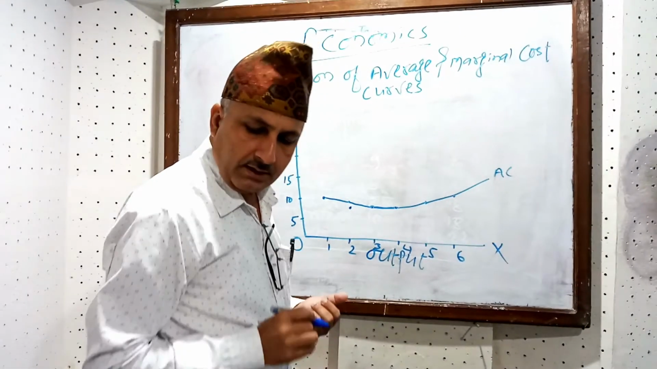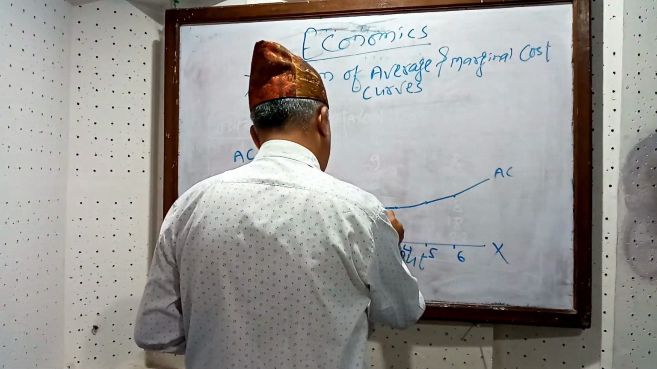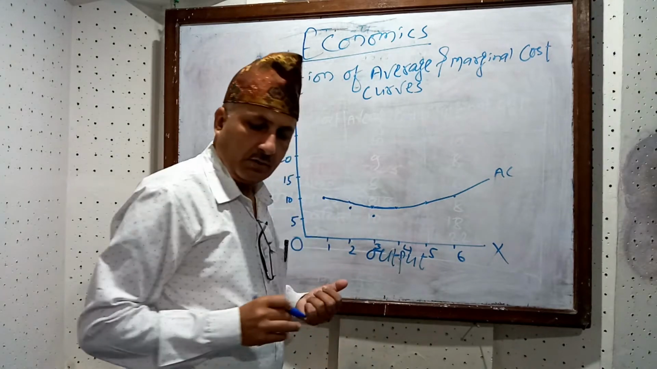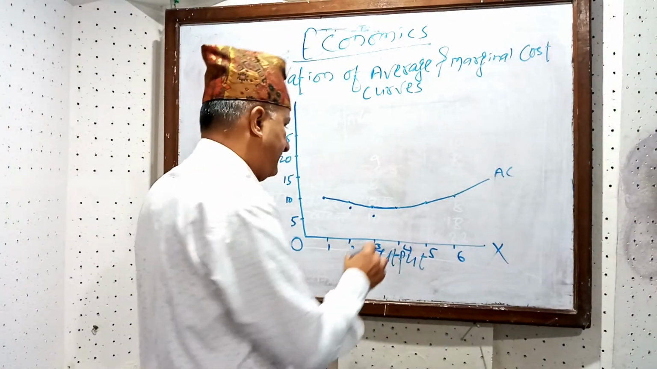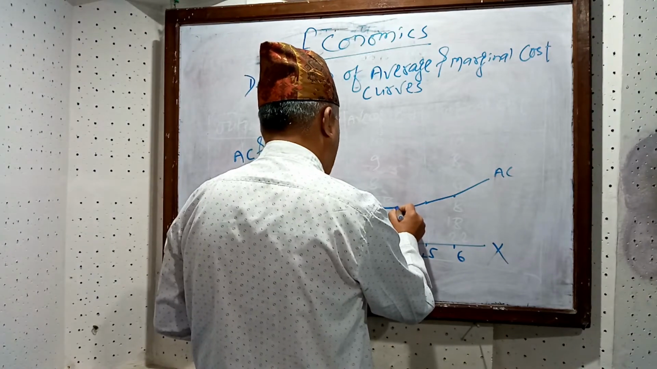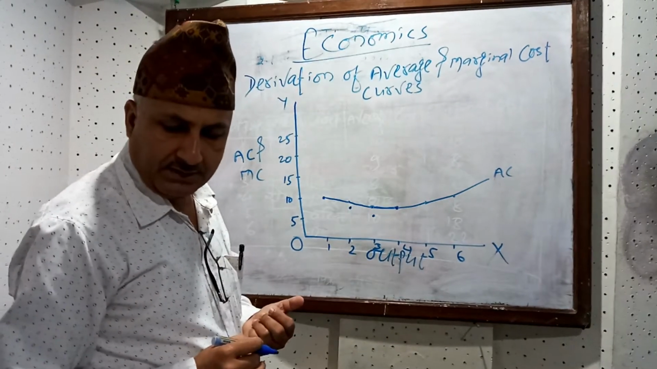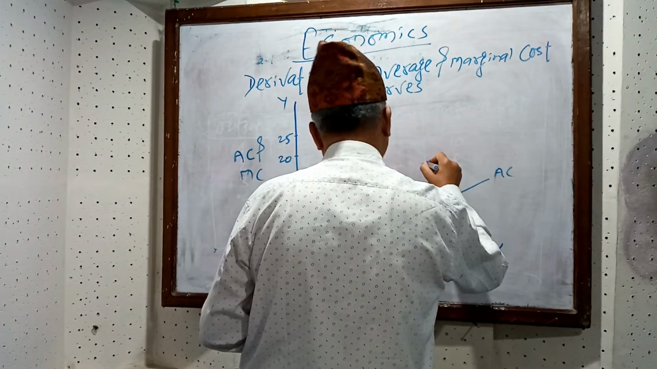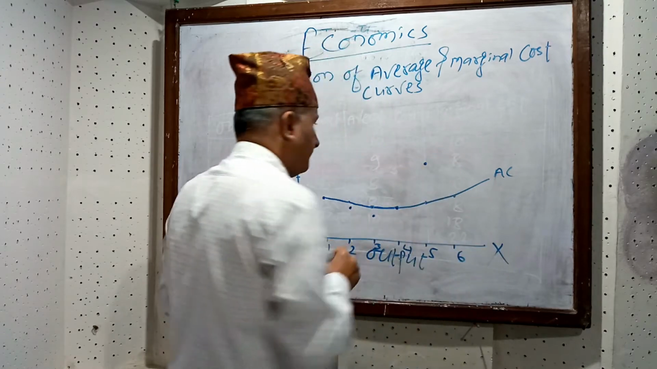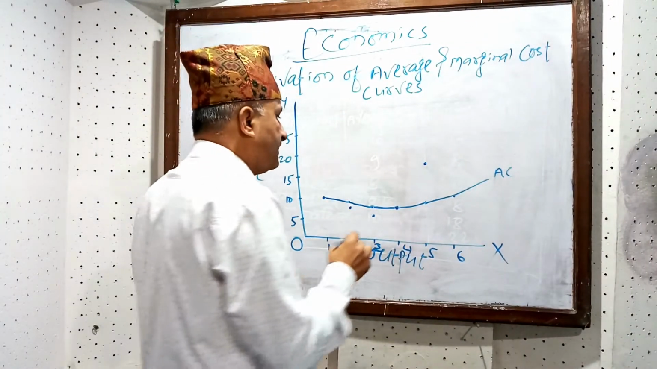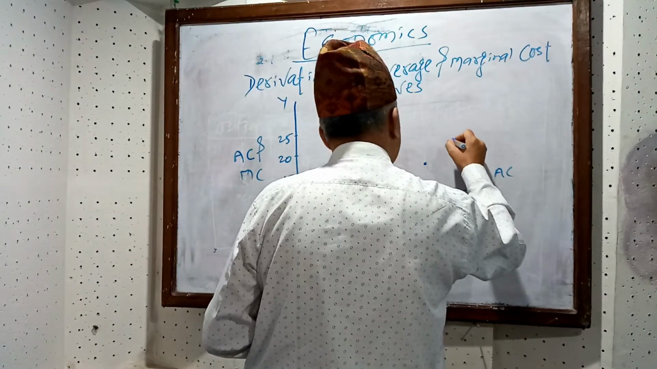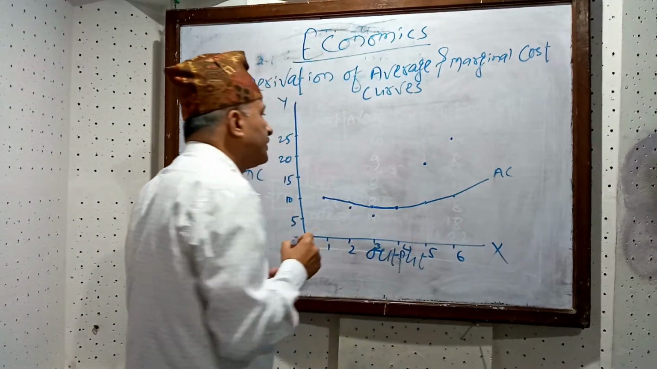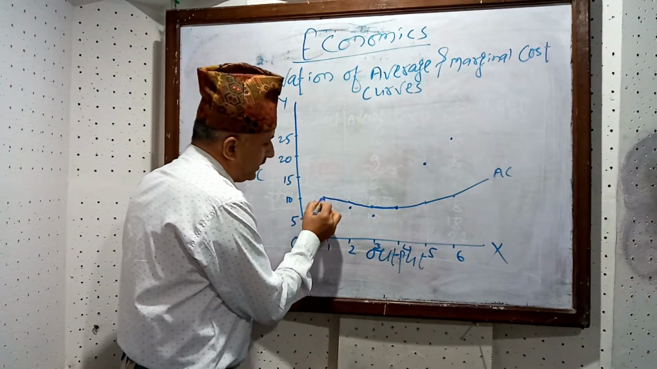Third unit, it is 6, just above 5. Fourth unit, it is 8. It touches AC now. Then fifth unit, it is 18. Suppose it is here, 18, and now the 6th unit it is 22, just below 25. Now let's join all these points by using a scale or freehand.